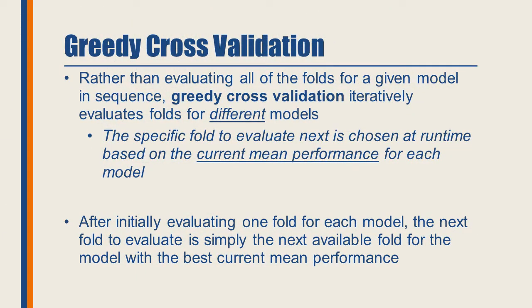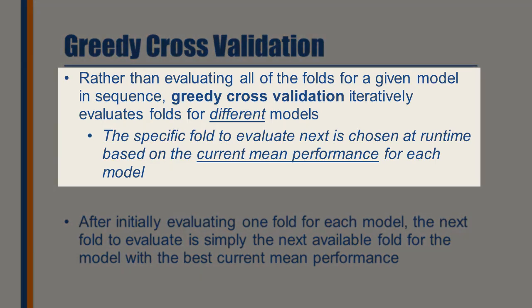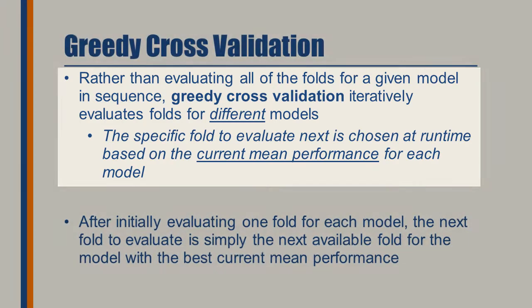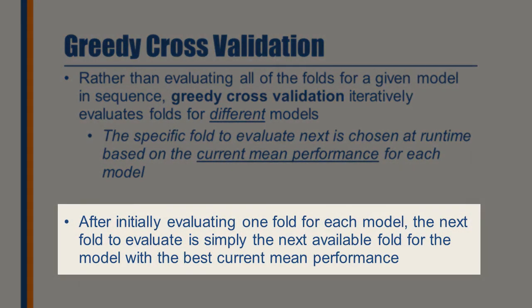Now that we understand the role of standard cross-validation in the hyperparameter optimization process, we're ready to consider an alternate approach: greedy cross-validation. Rather than evaluating all of the folds for each model in sequence, the greedy cross-validation method works by iteratively evaluating folds for different models, with the specific fold to evaluate next being chosen at runtime based on the current mean performance for each candidate model. After initially evaluating one fold for each model, the next fold to evaluate is simply the next available fold for the model with the best current mean performance.